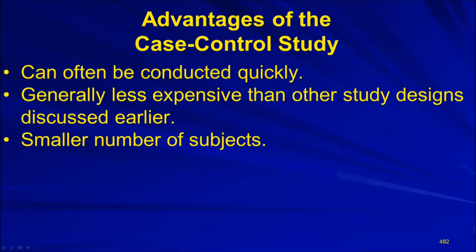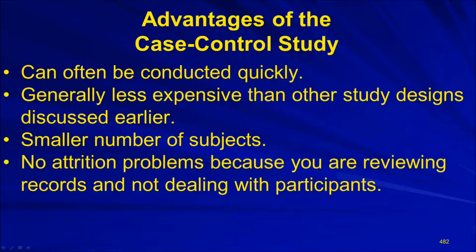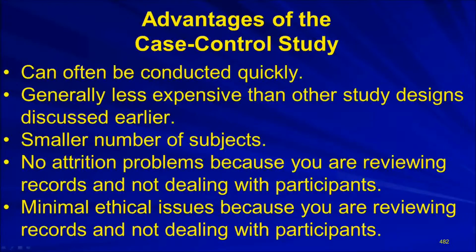You can do them with whatever number of subjects your power calculations show that you need to detect a significant difference if one really exists or not. One thing nice about it, when you're dealing with records and things of that nature, you don't have any attrition or dropout problems because you're looking at records and not dealing with participants. You have minimal ethical standards. You can't be accused of doing something wrong because you're looking at records again.